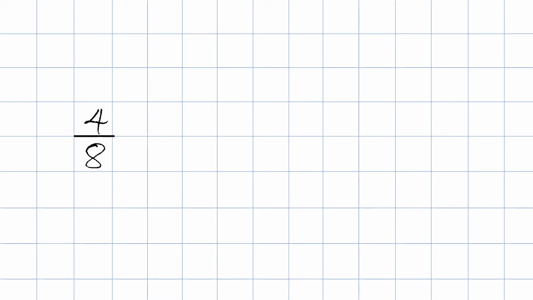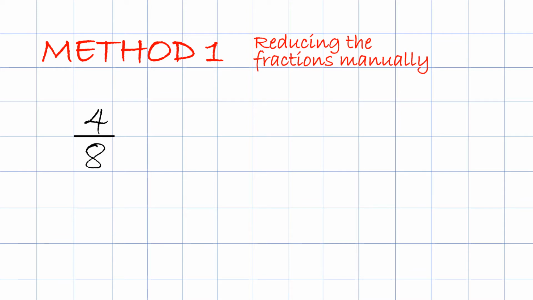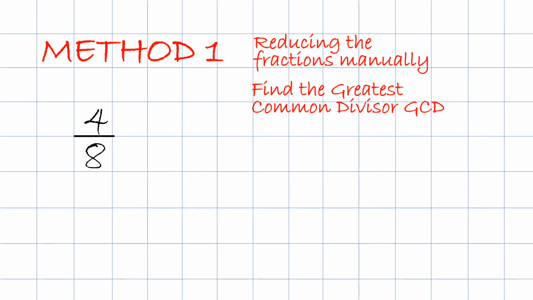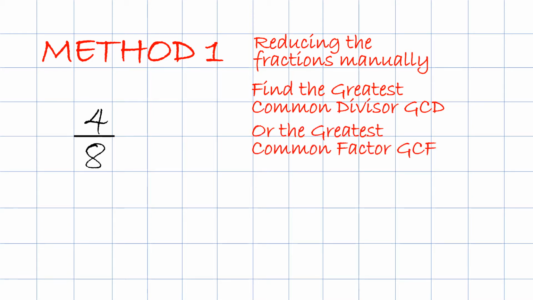So there are many methods for how you reduce fractions. This video will show you 3 methods. Method number 1 is where you reduce the fractions manually, kind of like in your head. And in order to do that, you have to find the greatest common divisor, the GCD, or the greatest common factor, the GCF. We're basically finding the same numbers, but depending on where you live and who your teacher is, they might call it differently. Either the greatest common factor or the greatest common divisor.